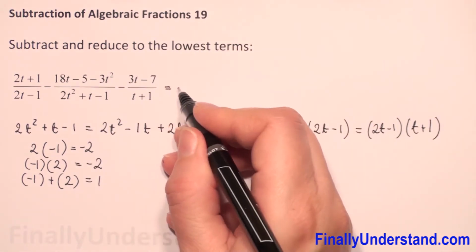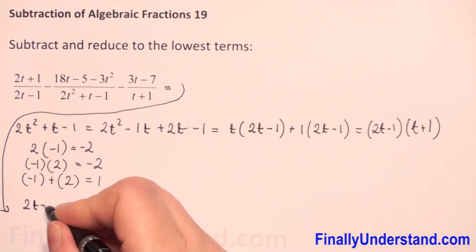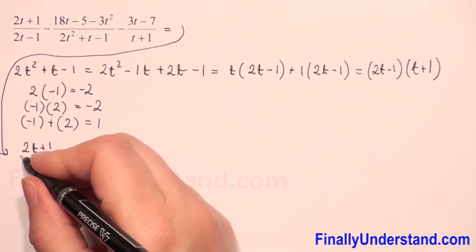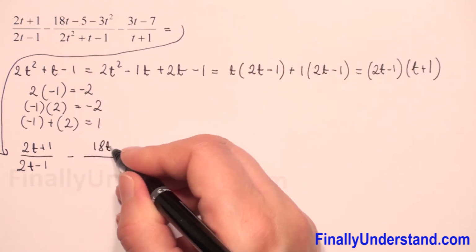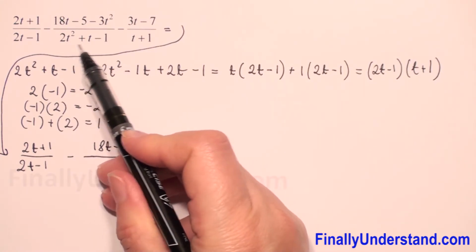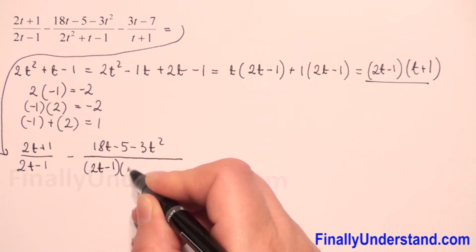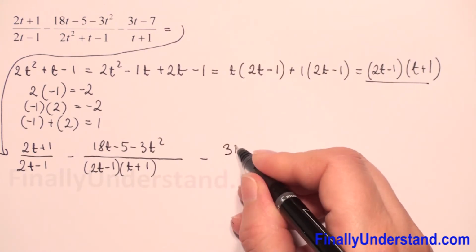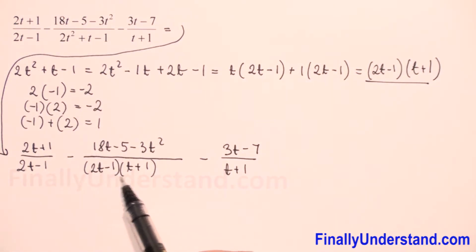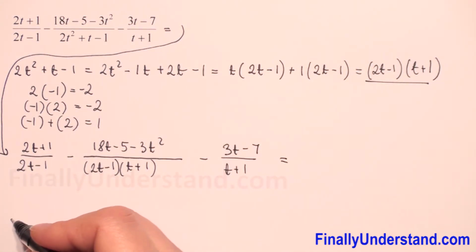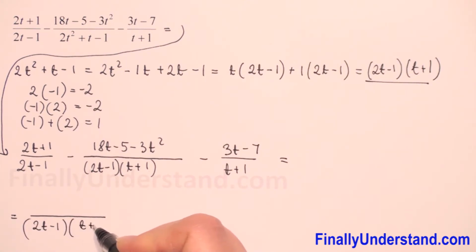So now we can rewrite our algebraic fractions. First we copy 2t plus 1 over 2t minus 1, and we have minus. Numerator we will copy 18t minus 5 minus 3t squared, and this denominator we can rewrite as 2t minus 1 times t plus 1, and we have minus 3t minus 7 over t plus 1. Now we see that in the denominators we have 2t minus 1, 2t minus 1, and t plus 1, t plus 1. So the least common denominator for these three fractions will be 2t minus 1 times t plus 1.